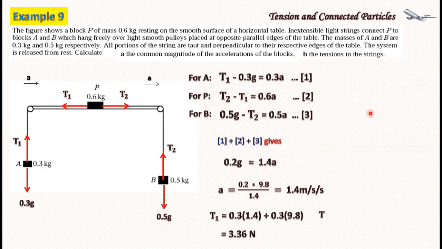And substituting this in equation 2, T2 will be equal to 0.6 times A plus T1. That gives us 4.2 newtons. This question looks very tough. Once you understand that the tensions in the strings are different, but the acceleration of the system is the same, then you have solved this question in a blink.